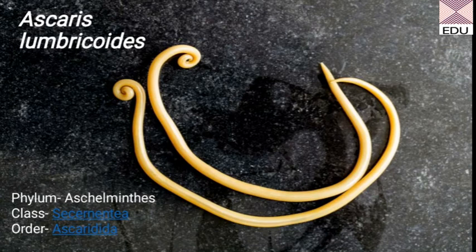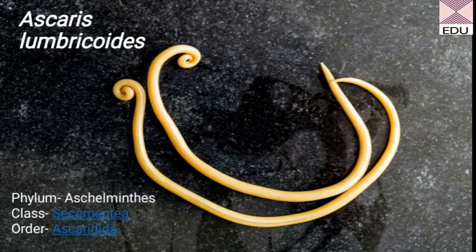Now, if we talk about the alimentary canal, they have a very distinct mouth and a distinct anus. There is some difference between the male and the female, as we previously discussed in Fasciola hepatica, or Taenia solium in the previous phylum, Platyhelminthes. Those were hermaphrodite animals, as both the male and the female organs were present in the same individual. So that was the prior case.